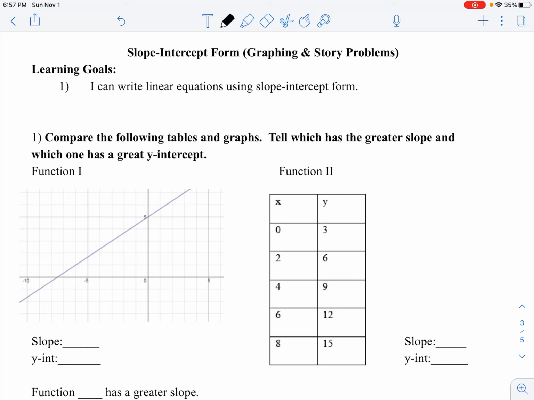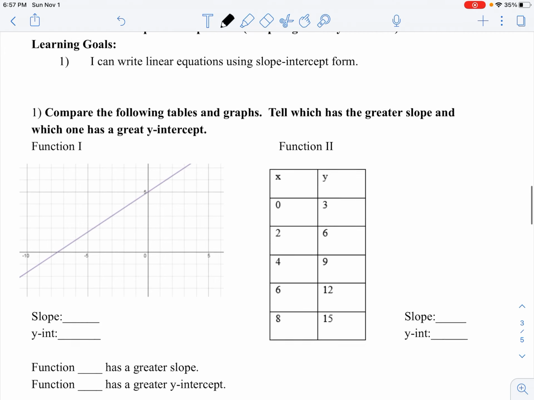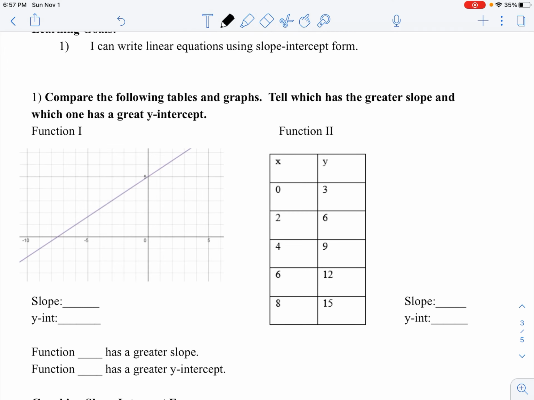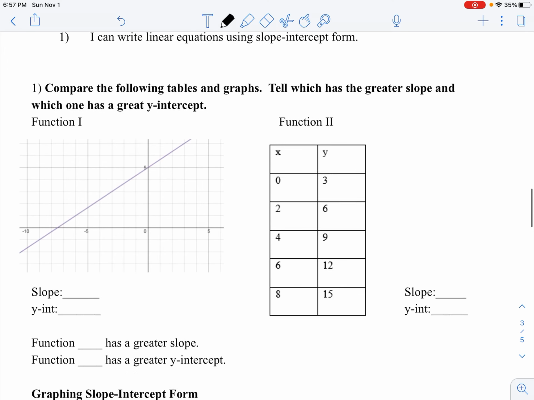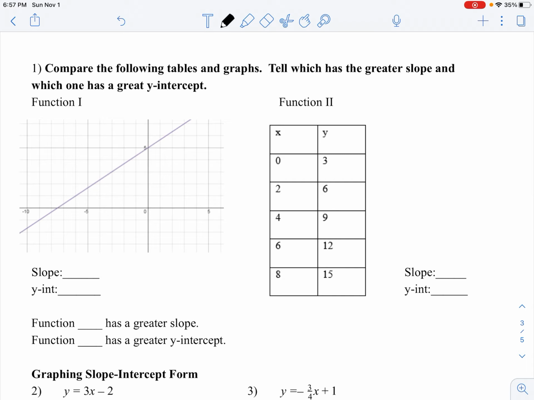We are now going to continue with slope-intercept form. This is day 2, so if you have not watched the day 1 video, maybe watch that one first, just to get a little review on the information. So, first thing we're going to start with is a graph. We're going to figure out our slope and y-intercept, and then we're going to compare the two.